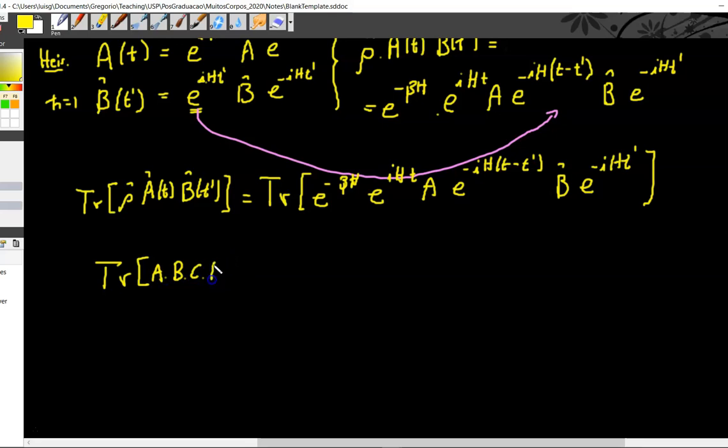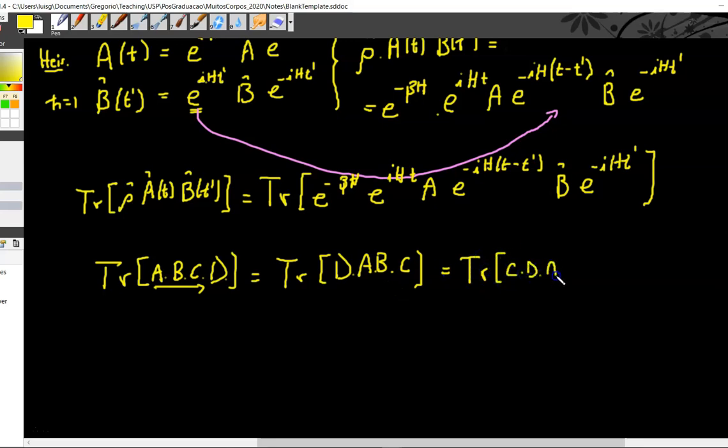if you do just a shuffling of these but keeping the order the same, say D, A, B, C, this should not alter the trace. Same thing as trace of CDAB. All right, so this is a property of the trace. If you do a shift on these operators inside the trace, so notice that I'm not saying that ABCD equals CDAB. No, I'm just saying that the trace of these two products is the same. So it's a property of the trace.